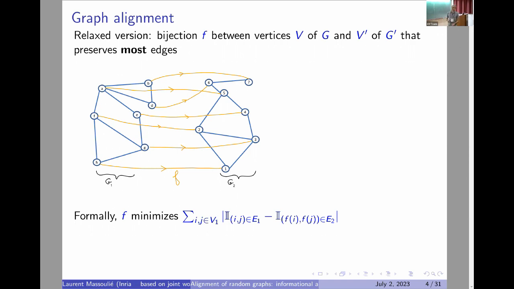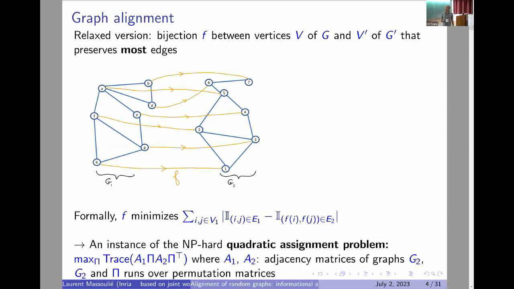And so one way of formalizing the task of graph alignment is to say, I'll look for a mapping F from the vertex set of G1 to the vertex set of G2 that minimizes the number of disagreements between adjacency in the starting graph and adjacency in the end graph. So why would we care about solving this kind of problem? Okay, before I do that, let me rephrase it a little bit.